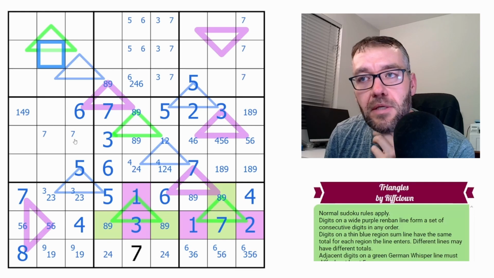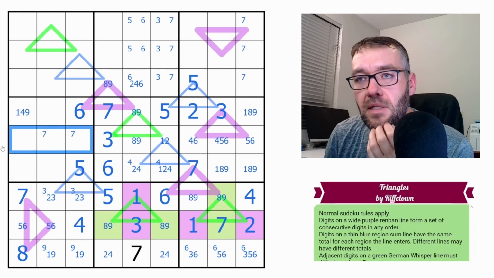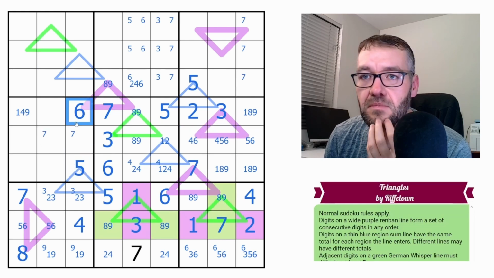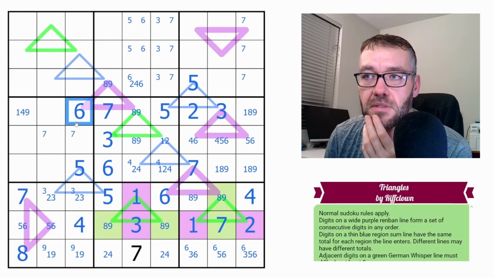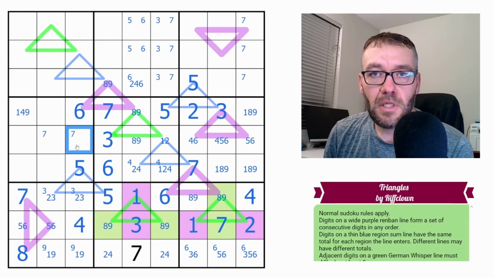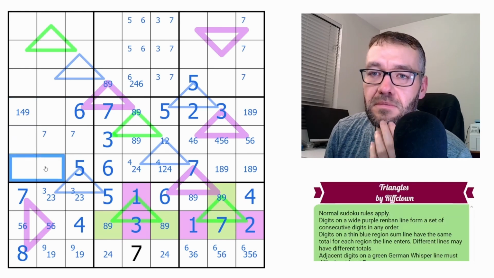All right, where are we going next? This is a 4, 5, 6 triple. Does that help us out over this way? We already have the 5 and the 6 in this box, so I'm not sure it does. It limits the 4 a bit to these 4 cells, but that's quite a few cells still.